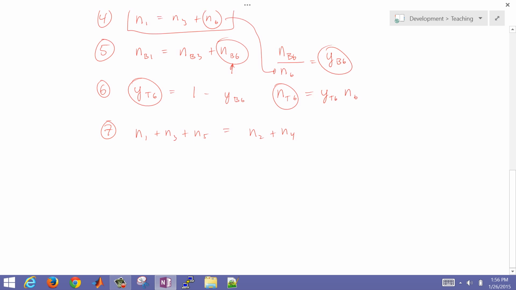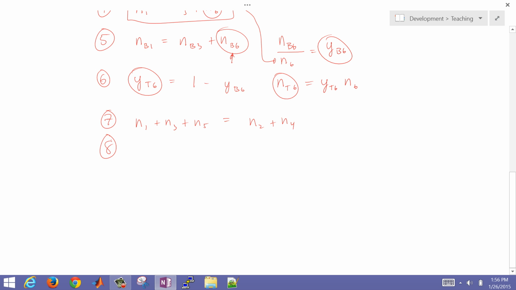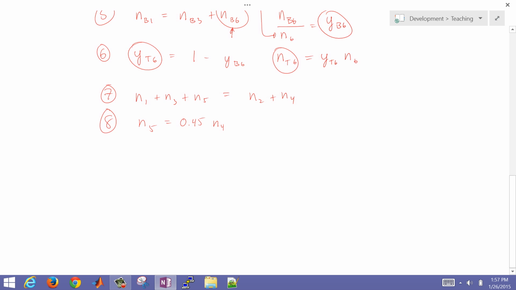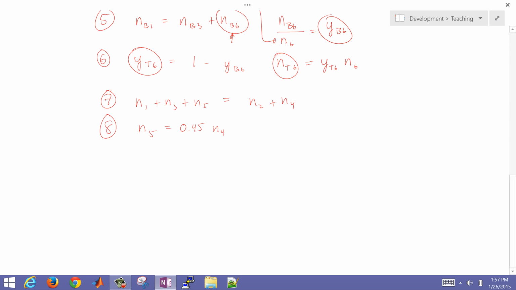Okay, and then number 8, we're also going to use the relation N5 equals 0.45 times N4. Okay, and then we'll go ahead and substitute that in. In this case we want to be able to get N4, but we had N5 and N4, so we need to combine these two equations. We'll just go ahead and substitute this one right here, and then solve for N4 and N5. Okay, so we had N1, N3, and N2, so that allows us to solve for N4 and N5.